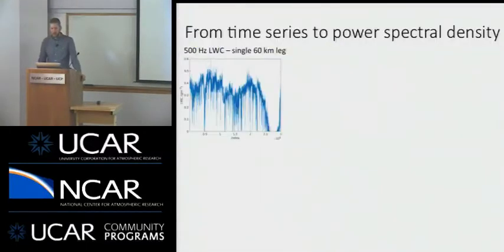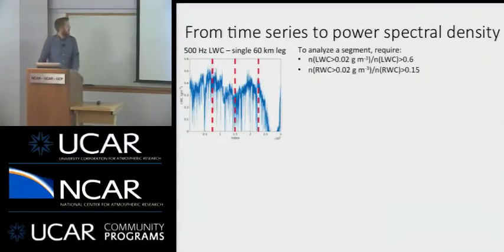So how will we do this? How will we apply this to liquid water content? Well, here's our single 60-kilometer leg again. What we'll do is we'll say, first of all, that for any segment that we're going to analyze, we want at least 60% of it to have greater than some threshold liquid water content for cloud water. And for rainwater, we'll relax that threshold a little bit simply because it's so much sparser in space. And then we'll subdivide into a number of subsegments.